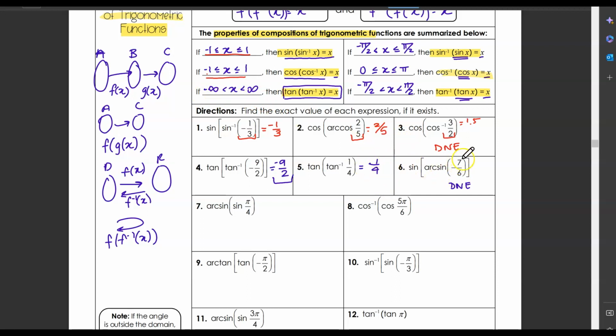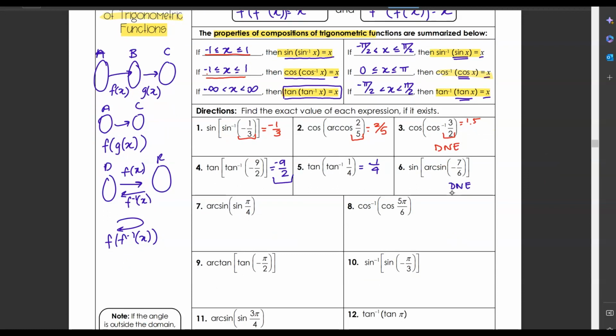For arc sine, -7/6, right? So I come over here for my sine inverse, and that's not within this domain. So therefore, it does not exist. It's undefined. All right, let's take a look at number 7.